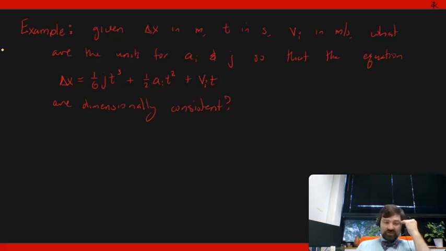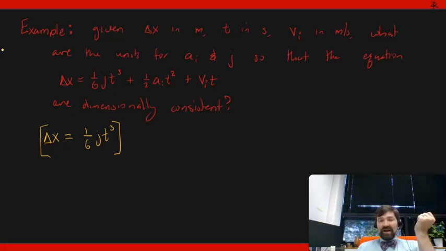Okay, let's look at each of these in turn. So I have that delta x has the same units as 1/6 jt cubed, as far as dimensions are concerned. I'm going to use this little bracket around them to represent that this is dimensionally consistent, whether the equation is otherwise true.